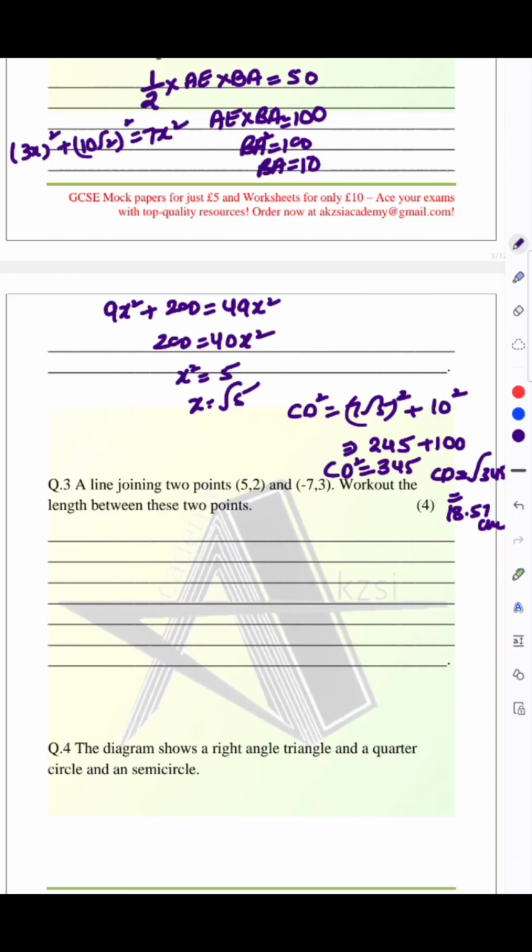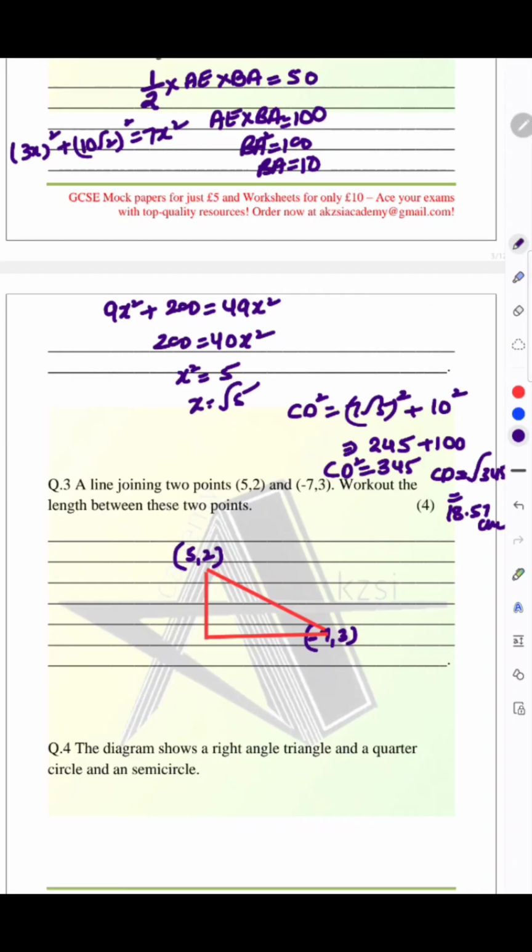Now question 3 says a line joining 2 points (5, 2) and (-7, 3). Work out the length between these 2 points. So I'm just randomly drawing, not as per the graph: 5, 2, and negative 7, 3. We have to calculate the distance between them. Obviously, if I go like this and like this, I'll get a right triangle, like this one.